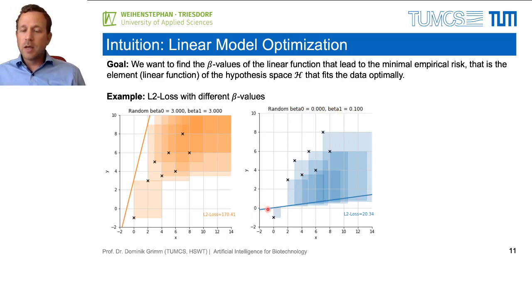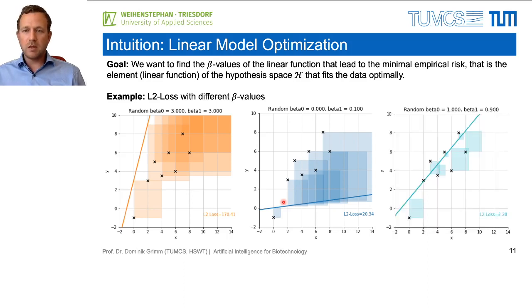Then we can compute again the L2 loss, so we compute the squared error from this point to the line, from this point to the line, from this point to the line, and so on, and then we sum it up. The L2 loss is now much smaller than in this example, but we see it's still rather bad, because this line does not really describe the data in our plot here. So let's pick some other beta values.